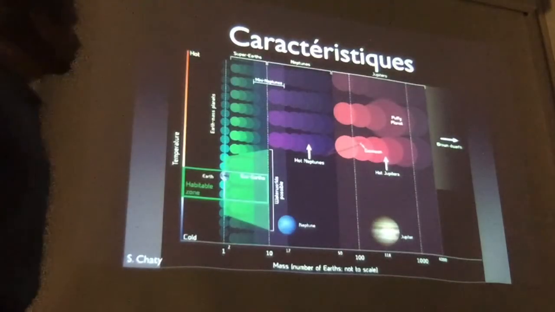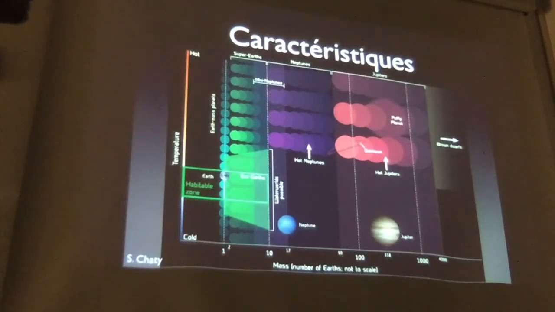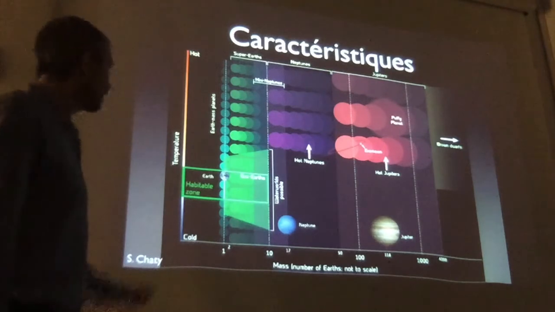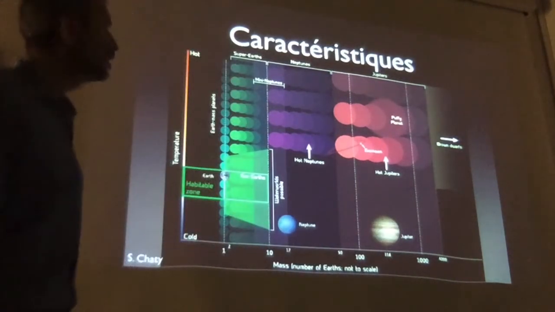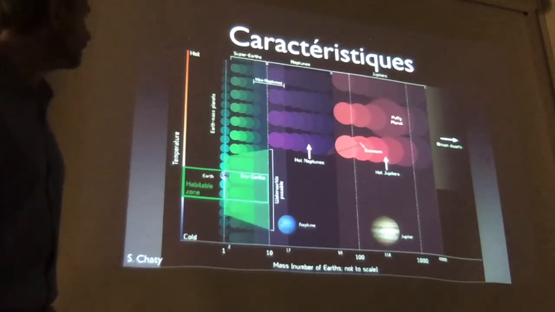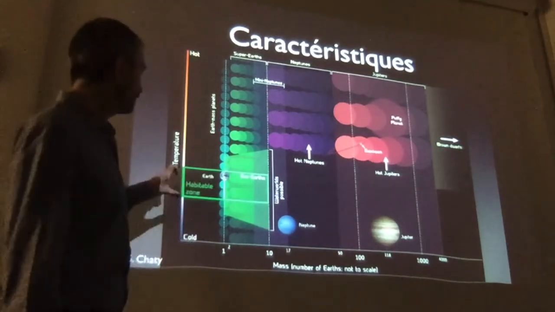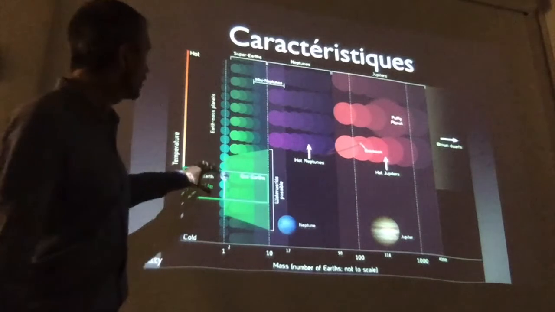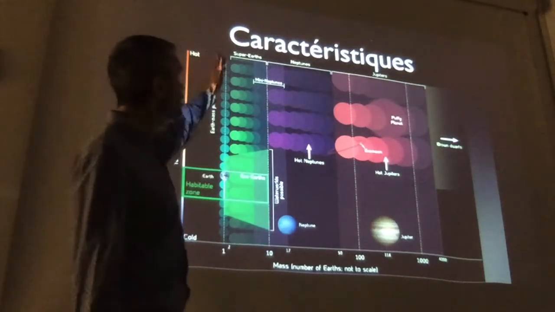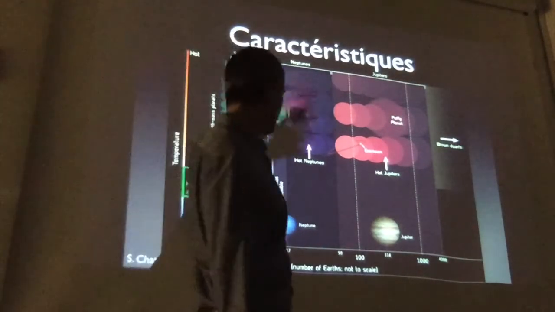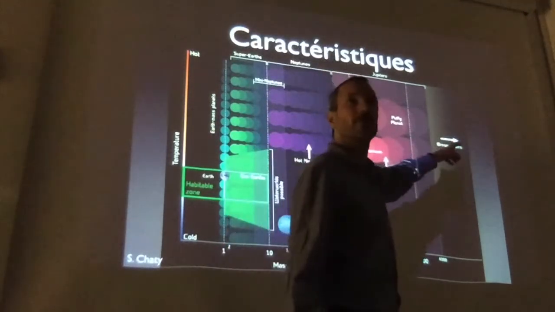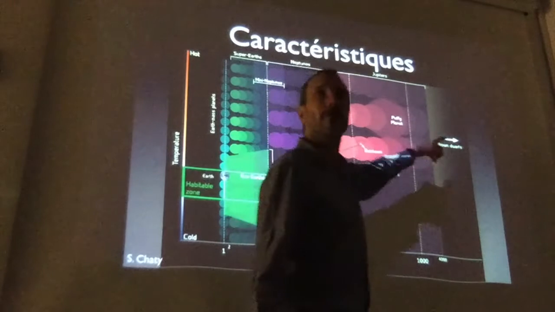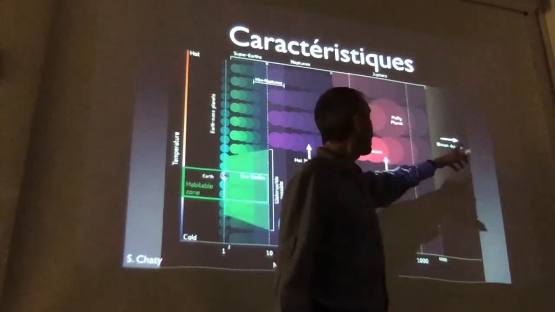Another plot that shows you how this can be complicated. This is temperature versus mass, and you have different planets. This is the Earth here. This is the habitable zone. You have the Earth mass planets, super Earths, Neptunes, Jupiters, and brown dwarfs. These are the low mass stars, very low mass.